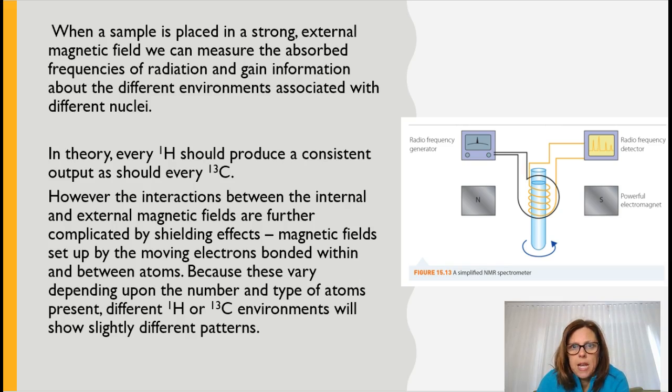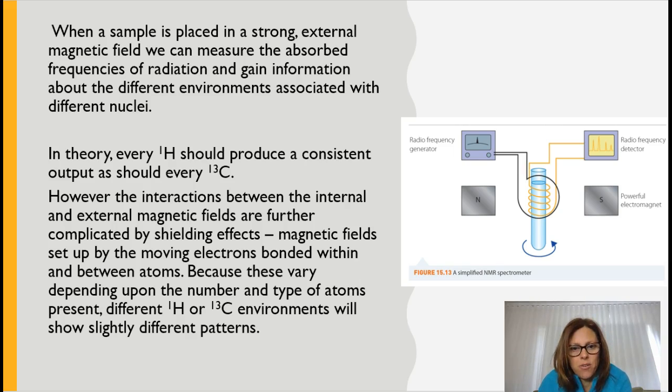So what happens in an NMR? Now, I don't know that we need to know a lot about this in terms of our exam, but it certainly helps us understand what's going on and the theory behind what we're actually seeing. So when we pop a sample into a strong external magnetic field in our NMR, with the radio frequencies being applied, we can measure the absorbed frequencies of radiation and get information about what's happening in that nucleus.